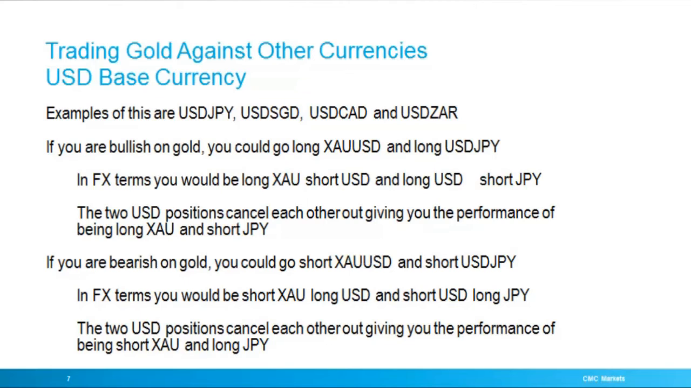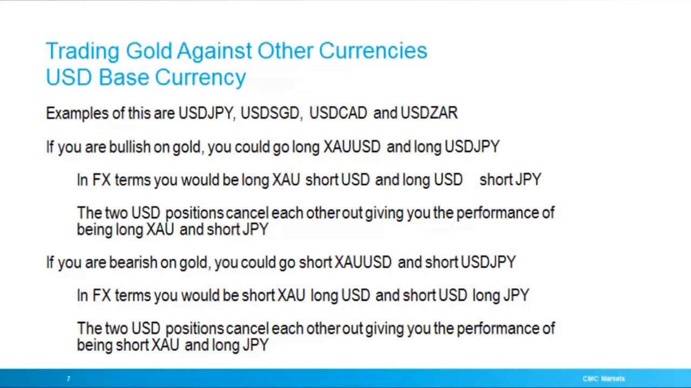So in the first set of examples, we're going to look at pairs where the US dollar is the base currency. Examples of this are the US dollar versus the yen, the Singapore dollar, the Canadian dollar, and the South African rand. So if you're bullish on gold, and for these examples we'll use the yen, you could go long XAU US dollar and long US dollar yen. So in these cases you would end up going long both contracts.